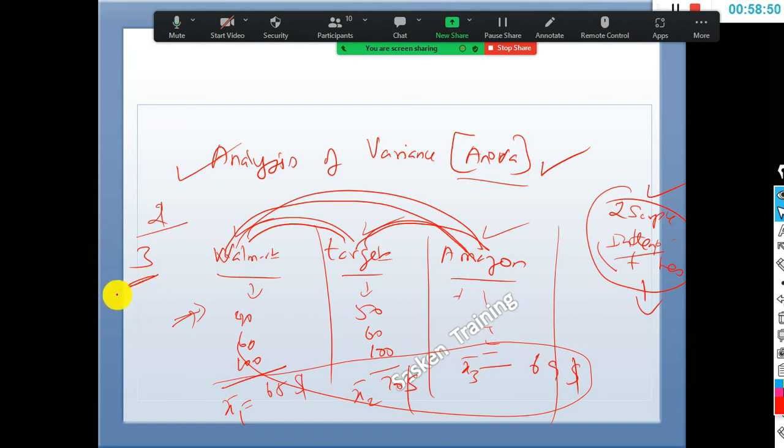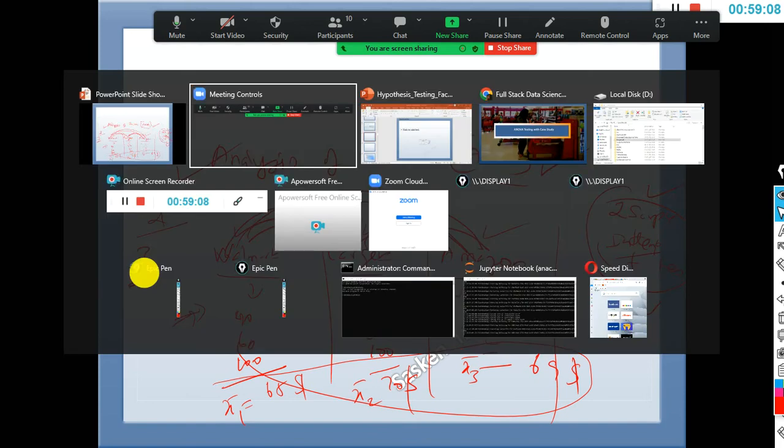So up until now, we have been comparing two populations using the independent sample t-test and the paired t-test, matched or dependent. And with the t-test we can compare up to two populations only. Remember this.